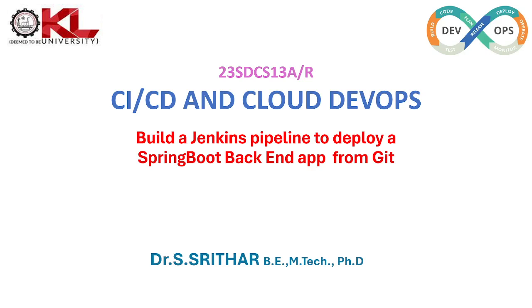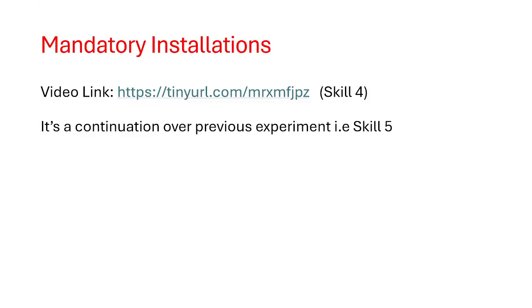Very good morning. In this session, I am going to build a Jenkins pipeline to deploy a Spring Boot backend application from a Git repository. This exercise is a continuation of the previous exercise, that is skill number 5. So before doing this, make sure that you have installed the following: Git, Jenkins, Apache Tomcat, Maven and Java. Kindly follow the video link and complete it so that you can proceed with the next step.